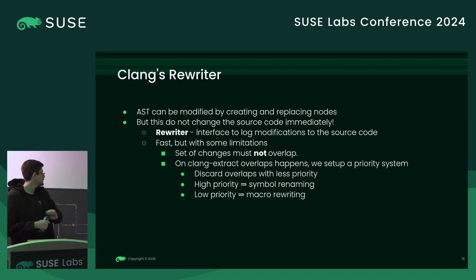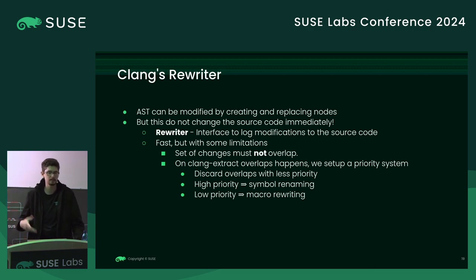I will talk briefly about the Clang rewriter. If you do some transformation to the AST, you did it, but the source code wasn't modified. Depending on how you do things, you will lose that transformation. But Clang offers you a rewriter class that you can use to replace this part of the text with another thing. It's very fast. You can chain many modifications and then commit them to the source code.